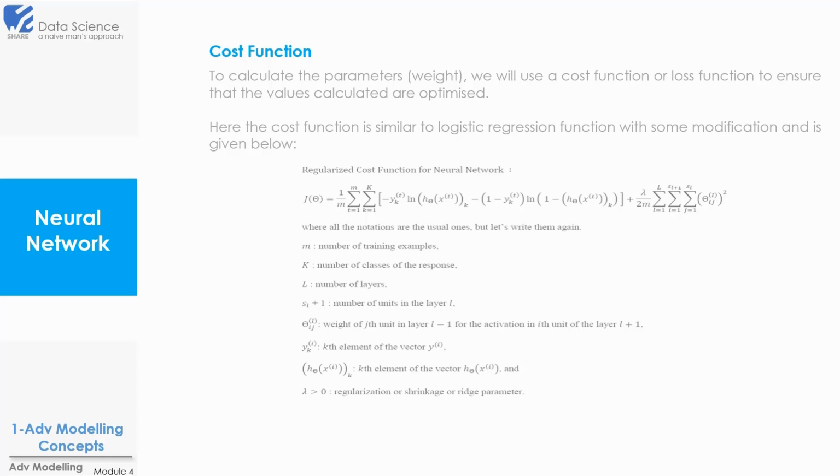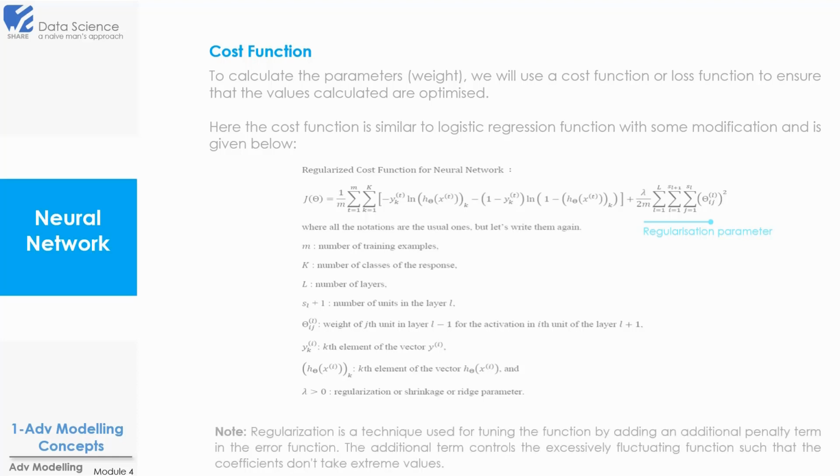Well, to be frank, it looks a bit scary, so I'll not be going into details. But just understand that the entire cost function is similar to logistic regression, and we have just added a regularized parameter. Hence, this is called as regularized cost function. Now refer to the note given here. It says that regularization is a technique used for tuning the function by adding an additional penalty term in the error function. The additional term controls the excessively fluctuating function such that the coefficients don't take the extreme values. That is the basic purpose of regularization parameter. So this was the cost function of neural network.